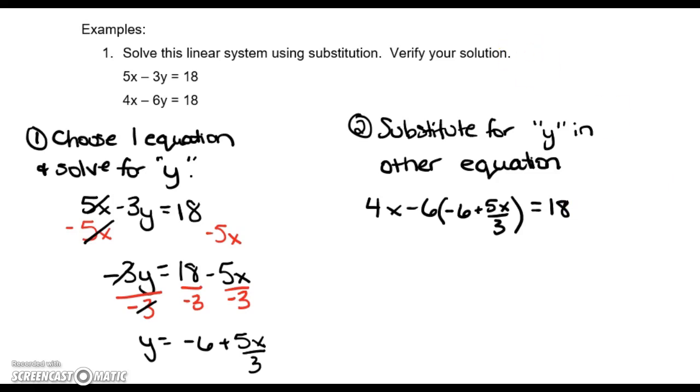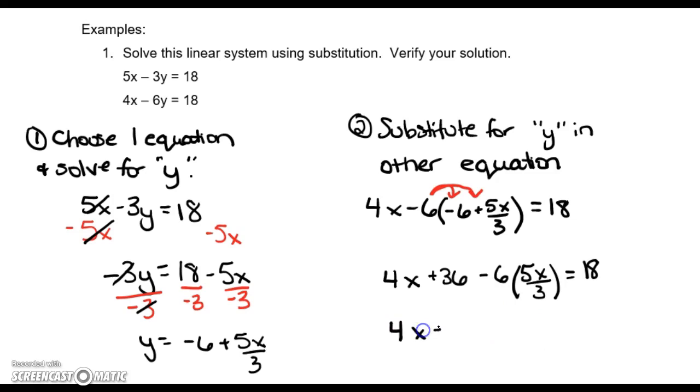In order to solve for x here, I need to get rid of these brackets, and I can't add these two terms together, so what I can do is distribute this negative 6. I'm going to shoot my arrows. 4x, I've done nothing with that one. Then negative 6 times negative 6 is positive 36. Then negative 6 times 5x over 3. I'll just write that one out so I can show my steps here. That's equal to 18.